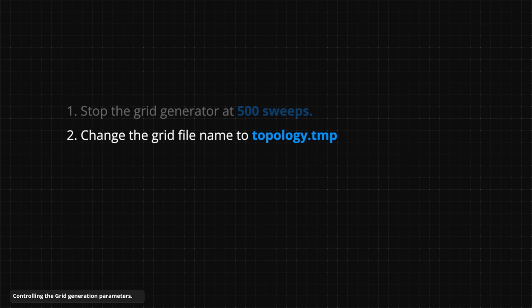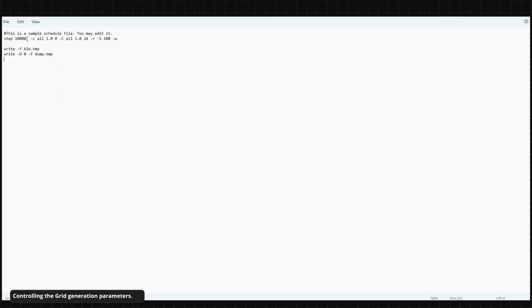We will discuss the parameters to be changed to: 1. Stop the grid generator at 500 sweeps. 2. Change the grid file name to topology.tmp. To stop the grid generator at 500 sweeps, we can change the 10,000 to 5. The total number of sweeps is calculated by multiplying it with the output frequency. In this case, we can keep it as the default of 100 sweeps. The default output file name for the grid is blk.tmp, which we will change to the topology.tmp.